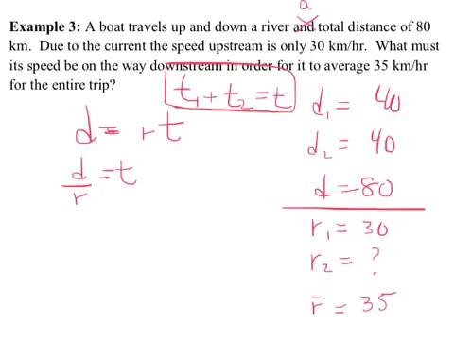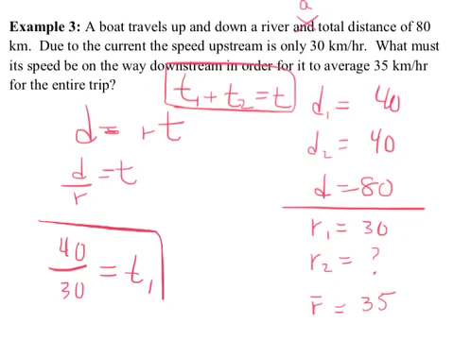So let's take a look at this formula, t equals d over r, and plug in 3 times. On the way up, how much distance do you travel? 40. What's the rate on the way up? 30. So that's t1. On the way upstream, it's 40 kilometers at a rate of 30 kilometers per hour. That's going to go in for t1 up here in a minute.